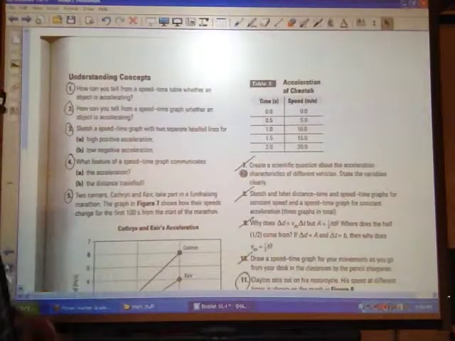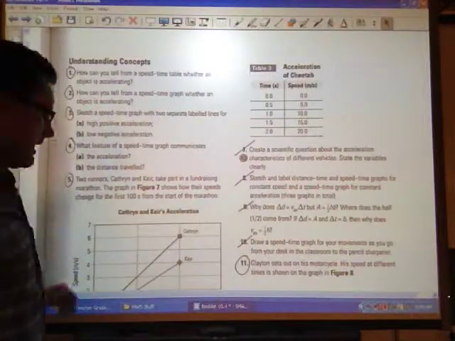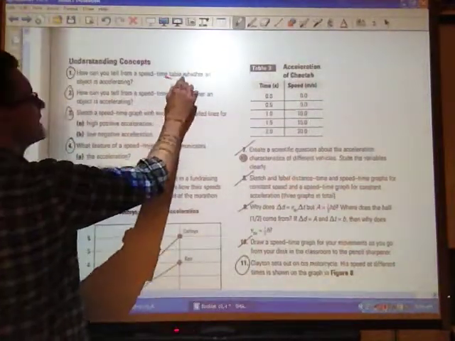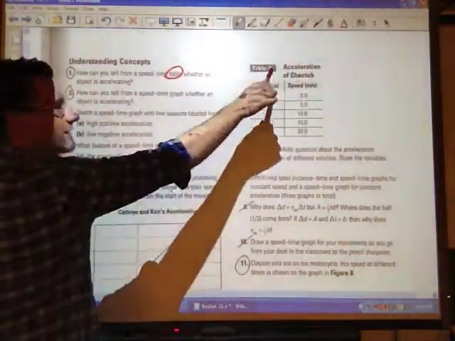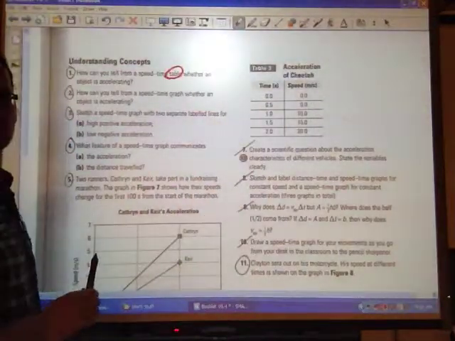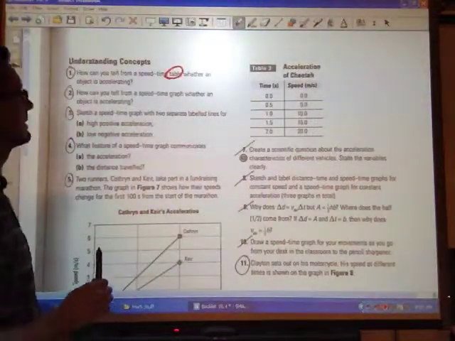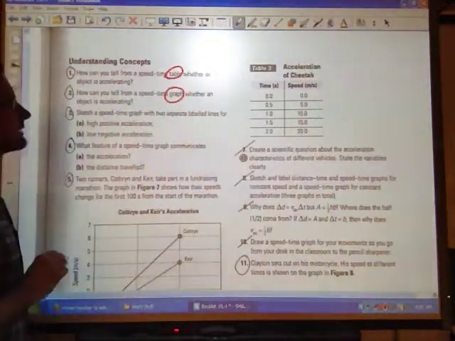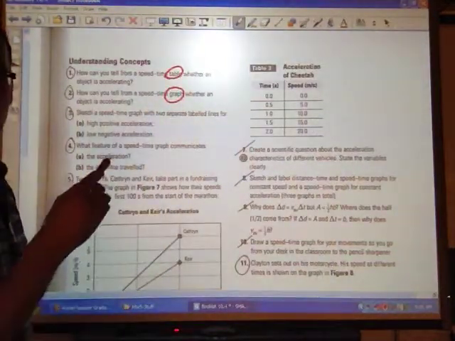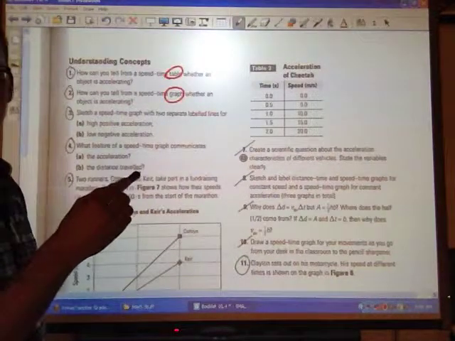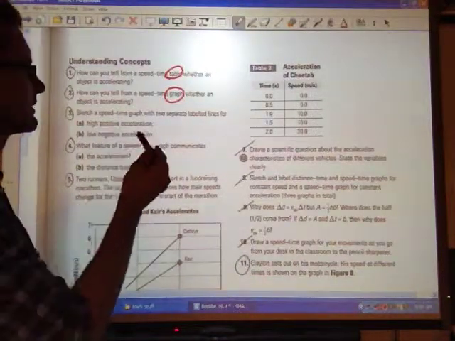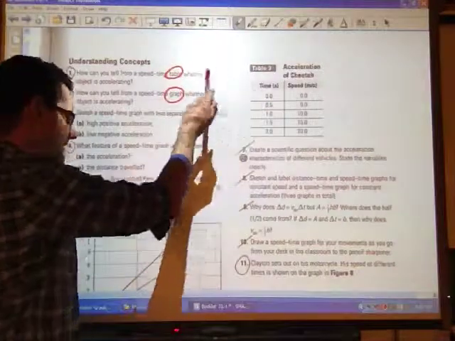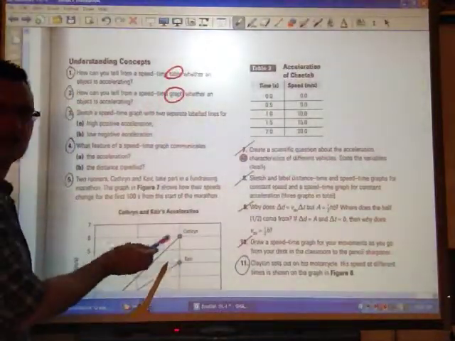Take a quick look at the assignment. Number 1, how can you tell from a speed time table, so if it's a table of values like this, whether an object is accelerating, speeding up or slowing down? And then how can you tell from a speed time graph whether an object is accelerating? So I circled those words because reading those two questions quickly, they look like the same question, but one's referring to a data table, whereas the other one's referring to a graph.